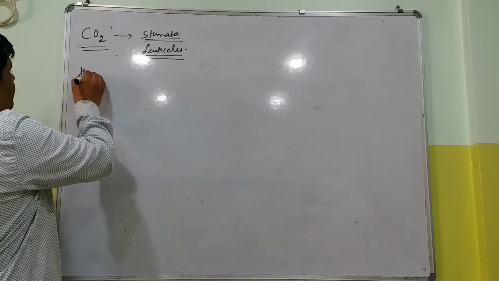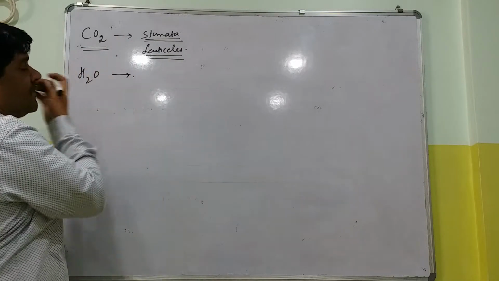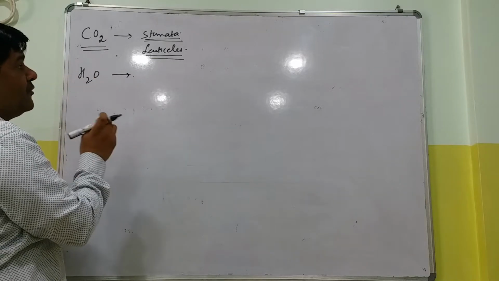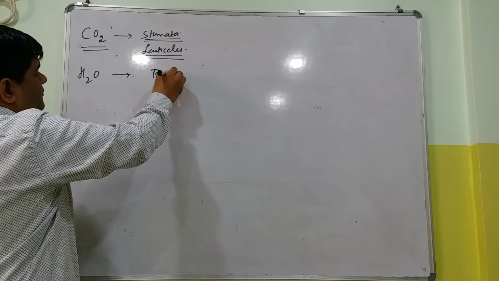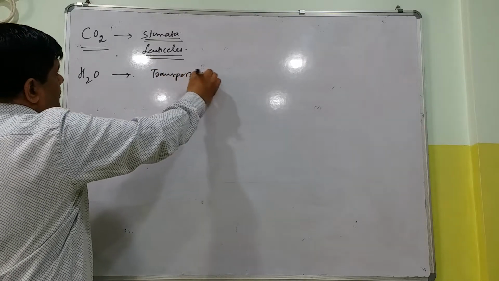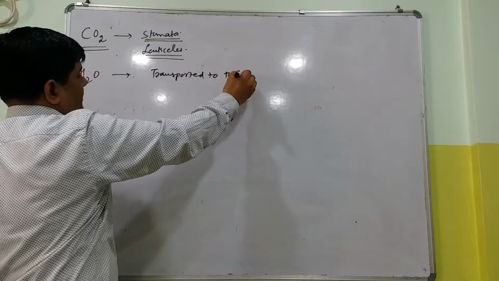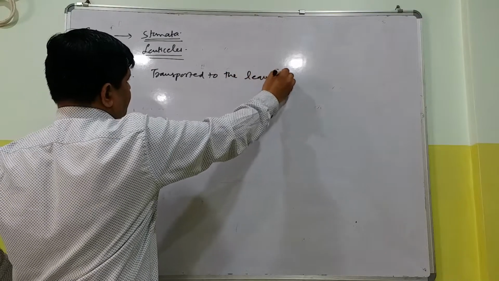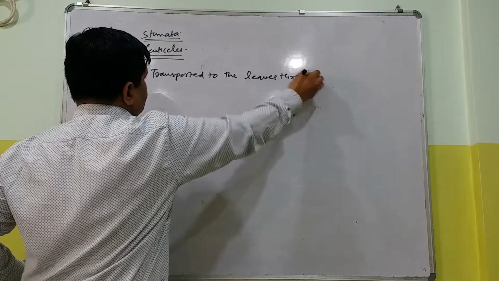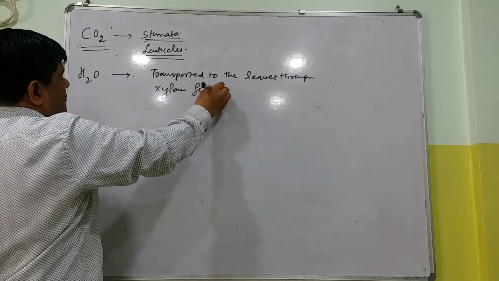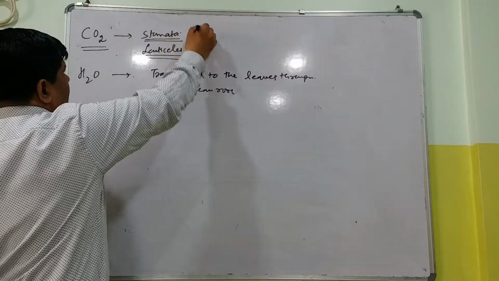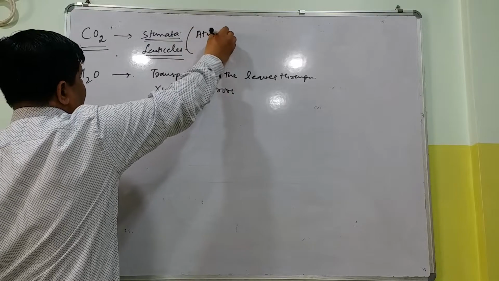Then water. Water is the other raw material required for photosynthesis, which is transported to the leaves through xylem from the roots. So CO2 comes from the atmosphere through stomata.